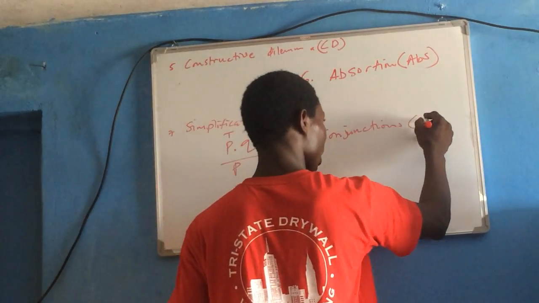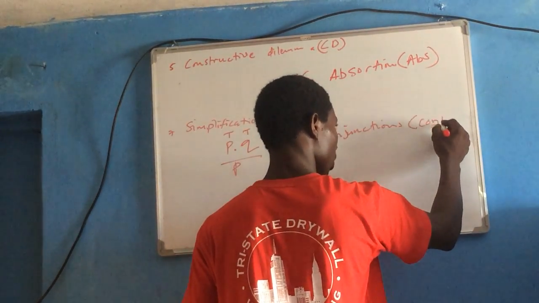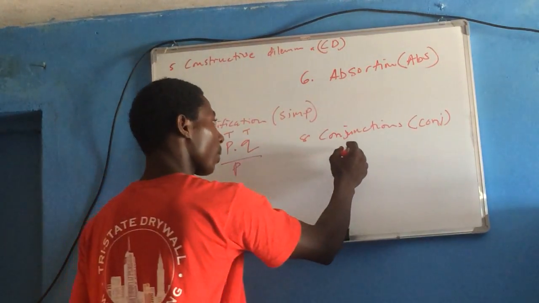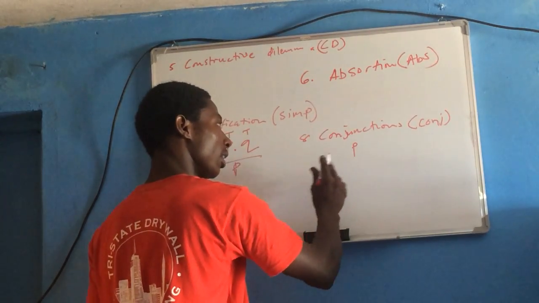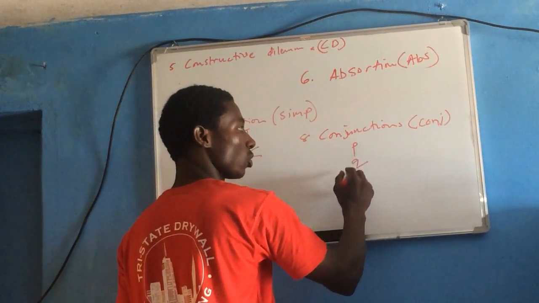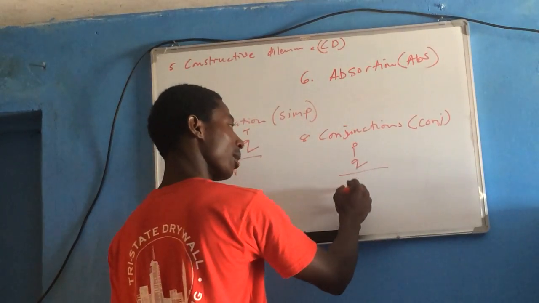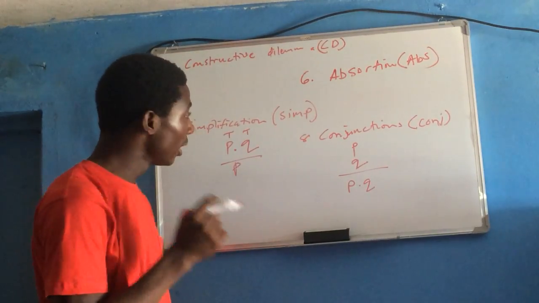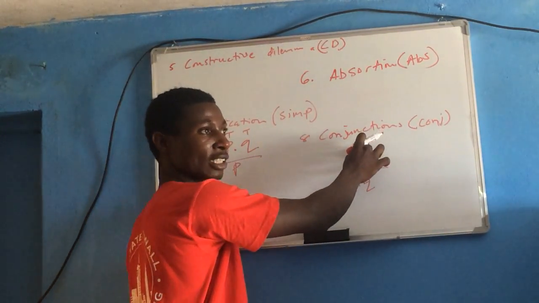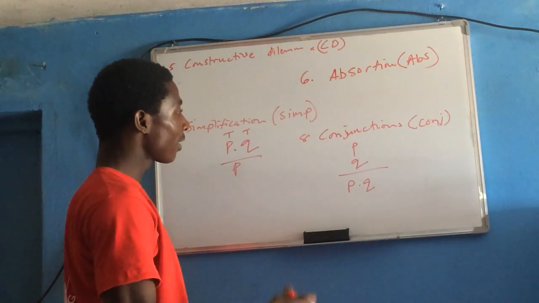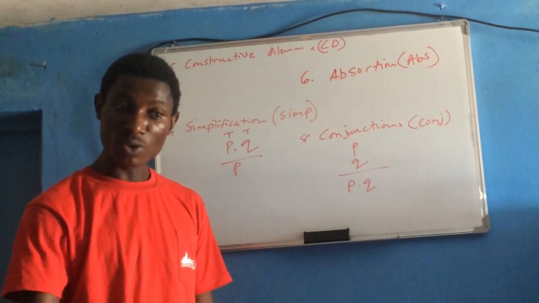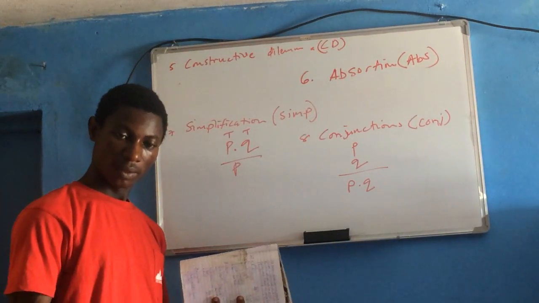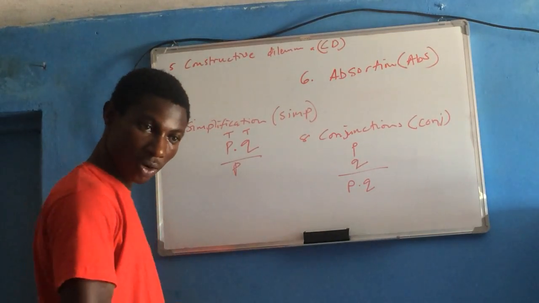Conjunction, and it is abbreviated as CON. Now conjunction is trying to say P is true and Q is true. It is also true that P and Q is true. If you have a single statement and it is true, and you have another single statement which is also true, and you put them together, of course, this is true on its own and this is true on its own.